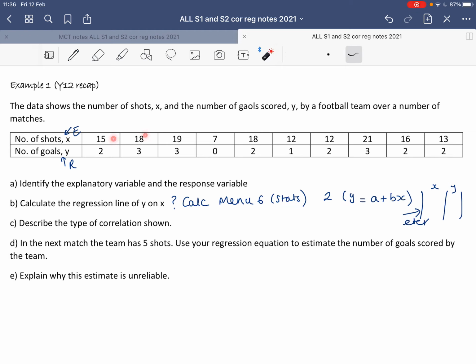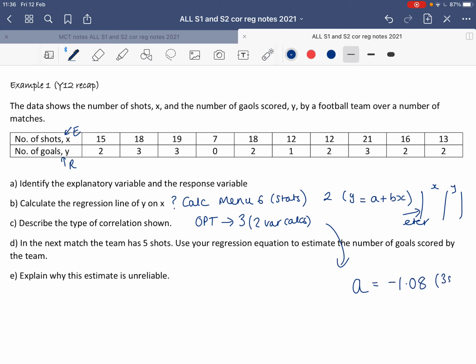So enter those in, and it's quickest to go down the x's first. 15 equals, 18 equals, 19 equals. And when you get to the end, press your up button and it will take you back up to the beginning of the list. Now, when I have done that, I then press option, and then you want 3, which is 2 variable calculations. So option 3, and it will bring out 3 values for you.